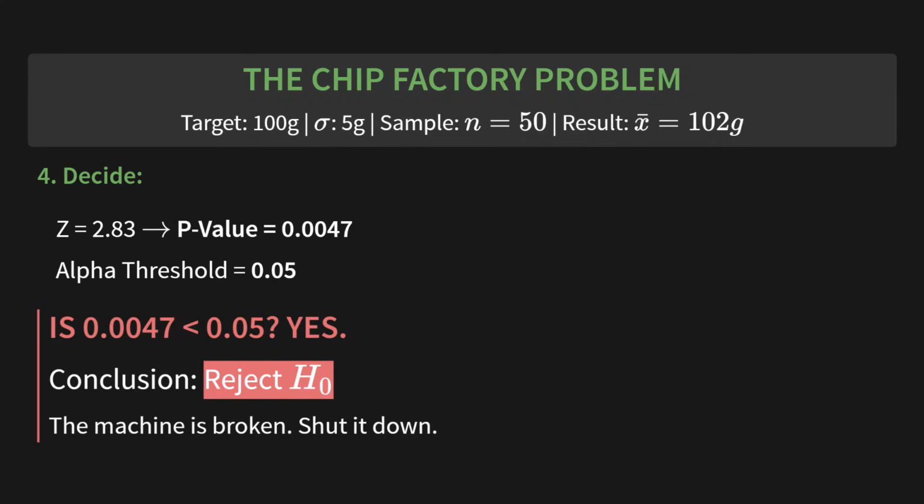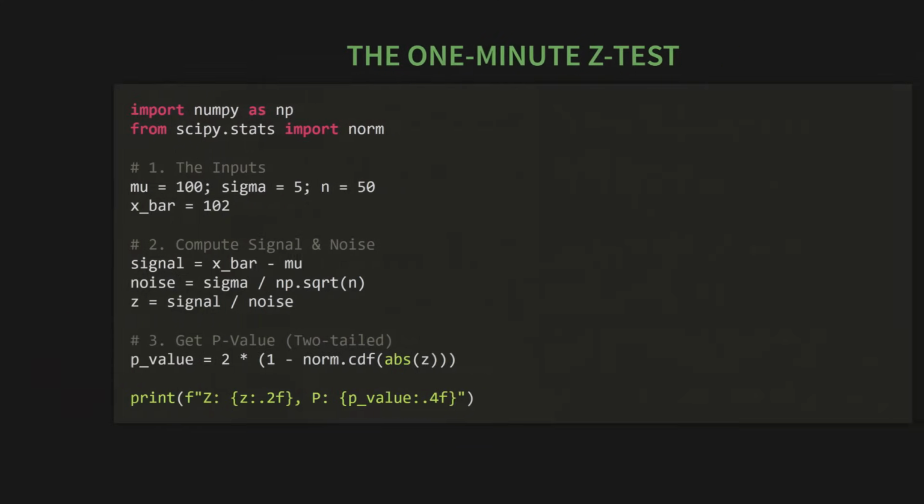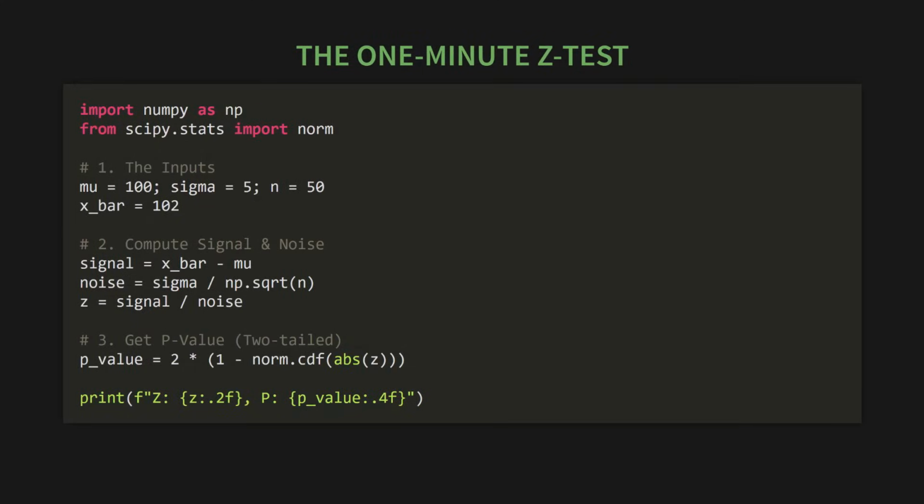Of course, you're never going to do this by hand. Here's the 1-minute z-test in Python. First, the inputs. Mu is 100, sigma is 5, n is 50, and our observed average, X bar, is 102. Second, we compute the signal and noise, just like before. Signal equals X bar minus mu. Noise equals sigma divided by numpy dot square root of n. Z equals signal divided by noise.